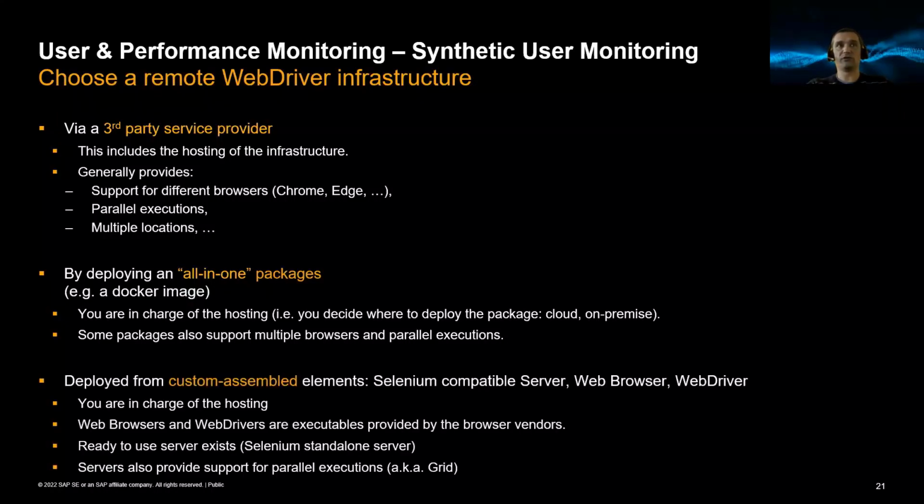And the last option is to have something that is really custom assembled. In this case, you assemble on a host, for instance, a Selenium server, a web browser, and its WebDriver. Again, you are in charge of the hosting. Web browser and WebDriver are very easy to find. Yeah, they are directly provided by the vendor of the browser. For instance, Google provides Chrome, and besides it also provides the WebDriver for Chrome. The same for Microsoft: for Edge, Microsoft provides the appropriate WebDriver, and so on.